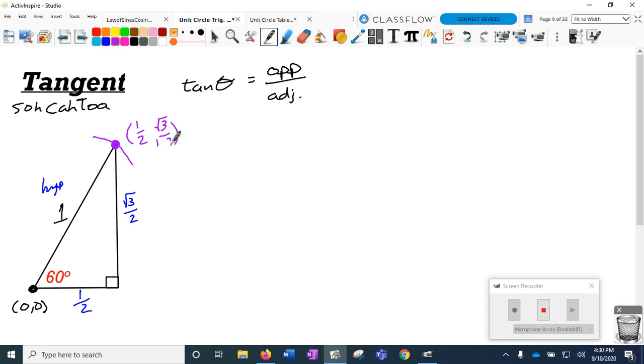Now let's talk about how this applies to tangent. If we're going to apply this to tangent, then tangent of 60 degrees is opposite over adjacent. Which side's the opposite of the 60? Well, the opposite's right here: square root of 3 over 2. And then over adjacent, and the adjacent side to the 60 is right here. Okay, now this is a nasty complex fraction.